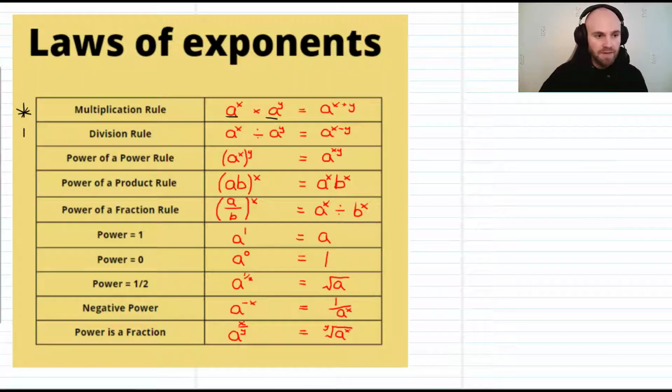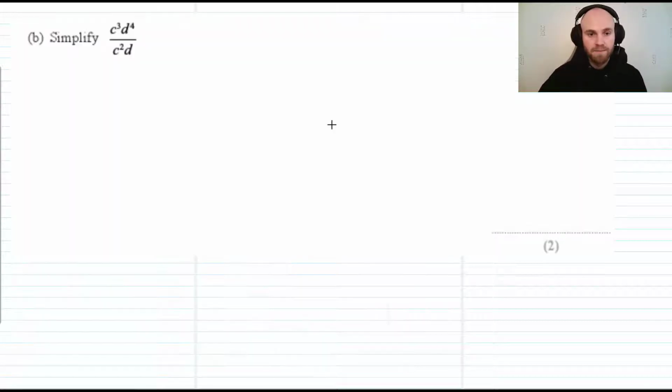And again, if you're unsure about the division rule, it's very similar to the multiplication rule, where we have the same base, again with a, but a to the power of x divided by a to the power of y, it's going to be a to the power of x minus y. So in the multiplication rule, we add, in the division rule, we subtract.